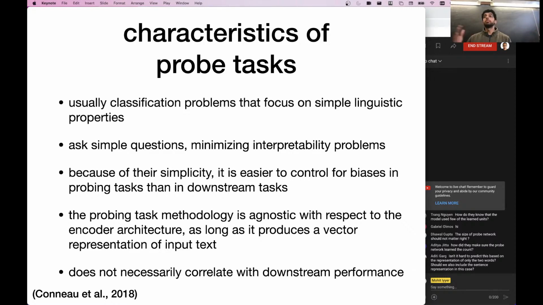I could make my probe network a transformer, or I could fine-tune a BERT as my probe network, but you do pay a price. As your probe network gets more complicated, it's not clear if the information you're searching for is easily accessible in the representation, or if your probe network is just able to find any sort of pattern in the data set, as we'll see.